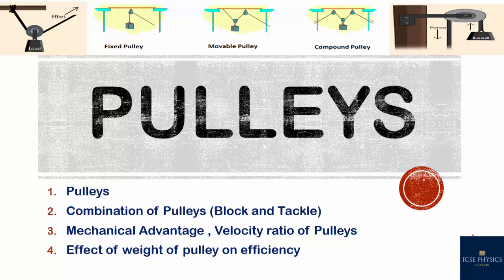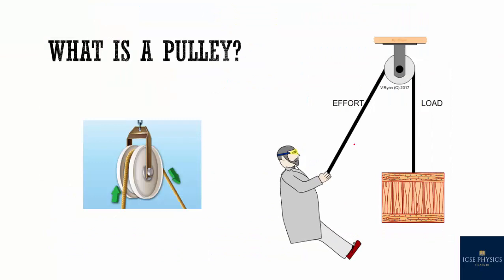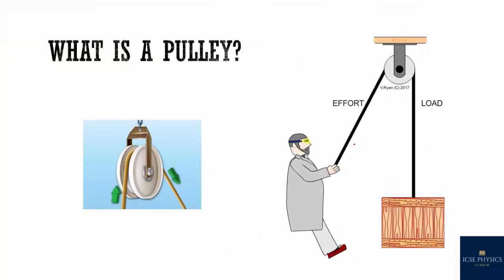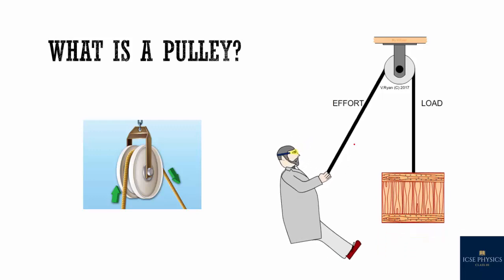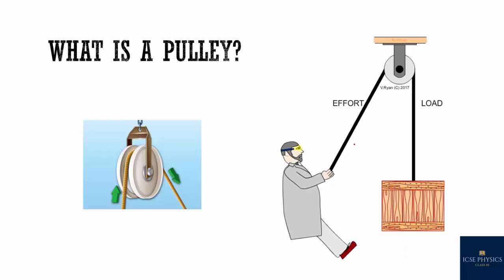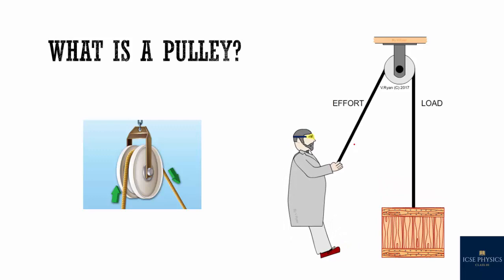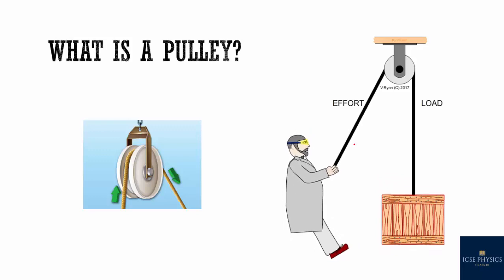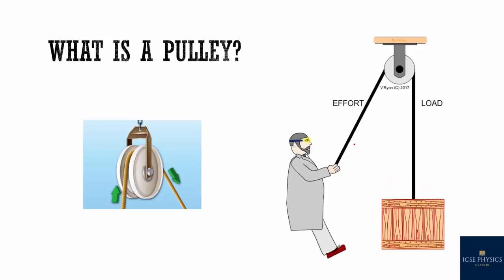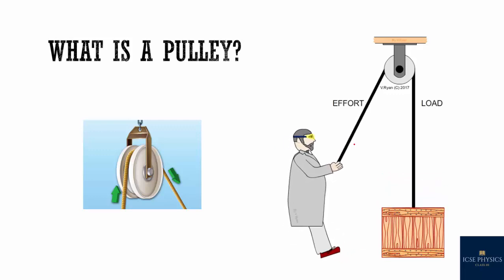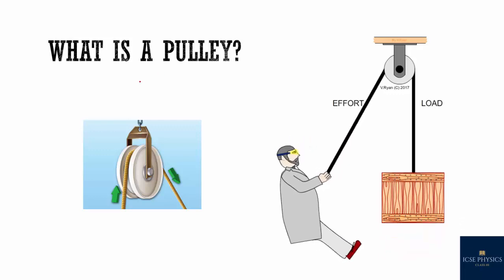So let's start. What is a pulley? As you can see in this figure, a pulley is simply a wheel with a groove in it and a rope in the groove. It is a simple machine which makes work easier because it changes the direction of motion to work with gravity. Let's see.